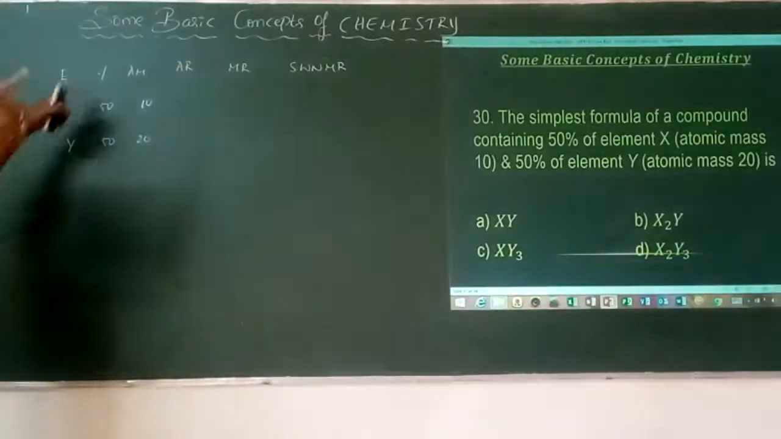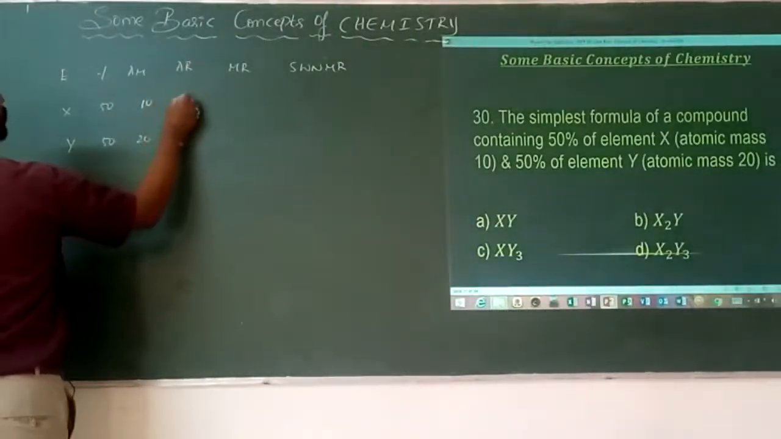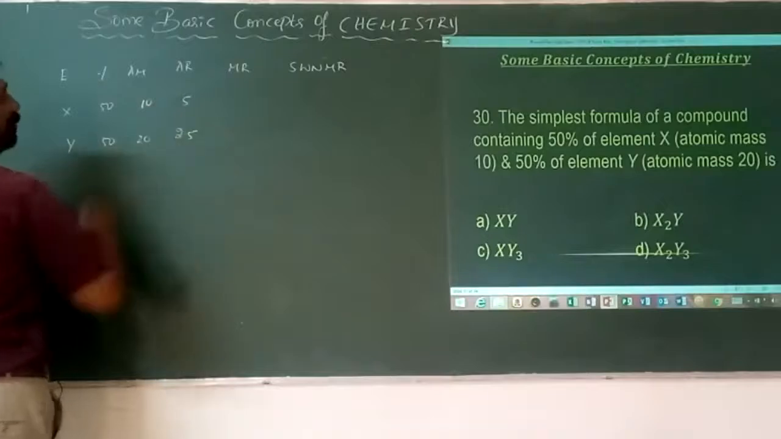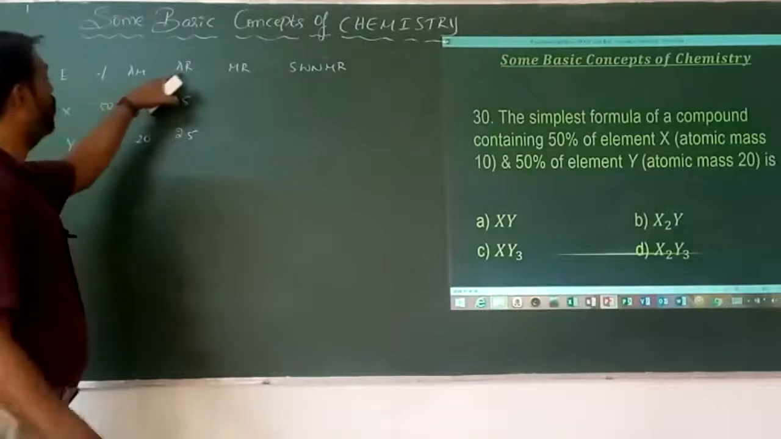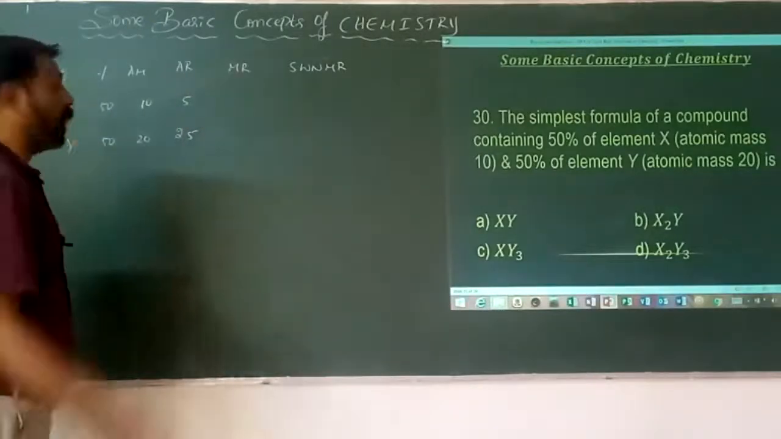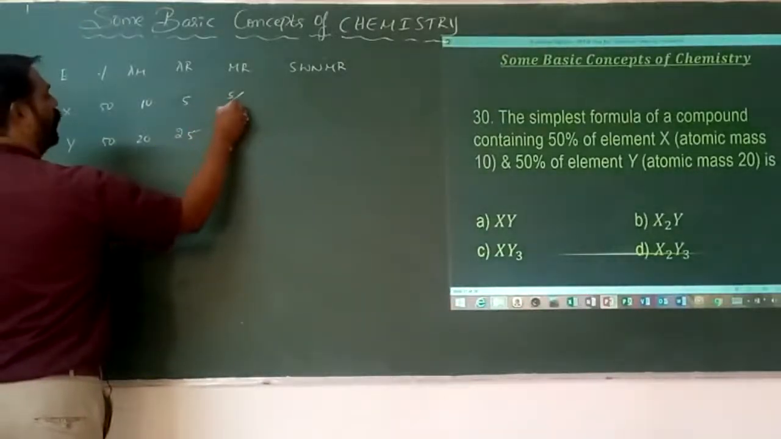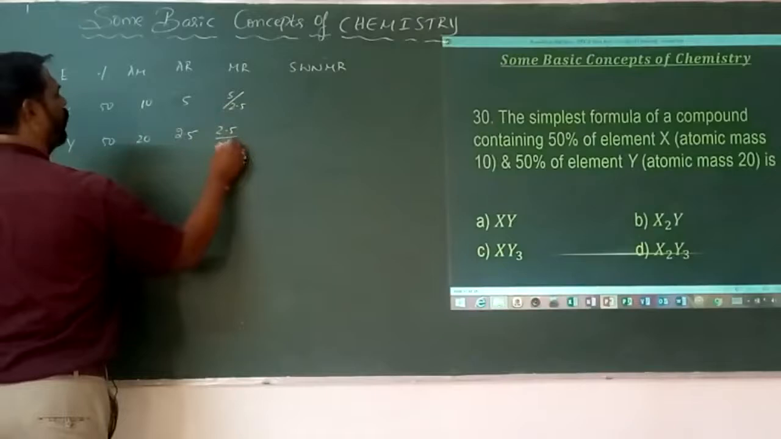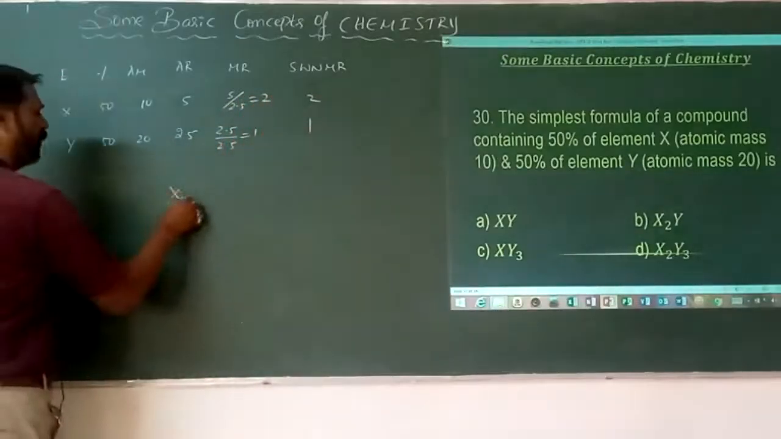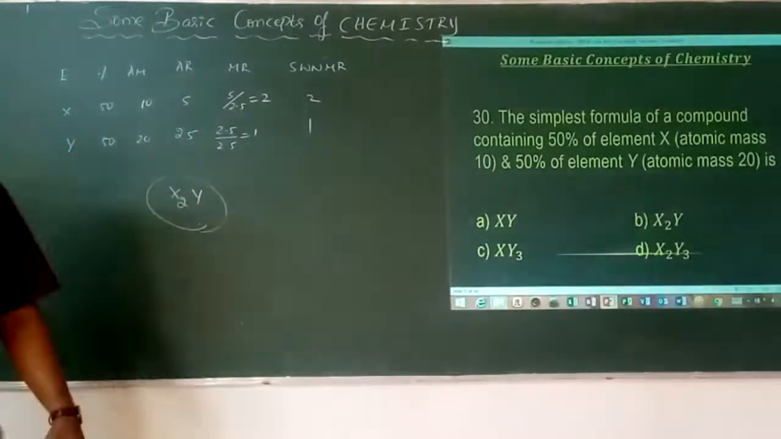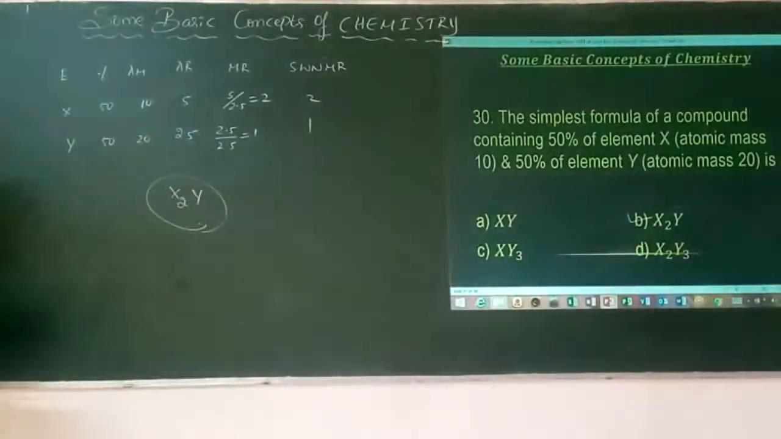Atomic ratio is the percentage divided by the atomic mass. 50 by 10 is 5. 50 by 20 is 2.5. Then how to get the mole ratio? Mole ratio is the atomic ratio divided by the least. Among these two, the least is 2.5. 5 divided by 2.5 is equal to 2, and 2.5 divided by 2.5 is equal to 1. Means the ratio is 2 to 1. Therefore, the formula for the compound is X2Y. X2Y is the molecular formula with respect to this compound. Okay? Next.